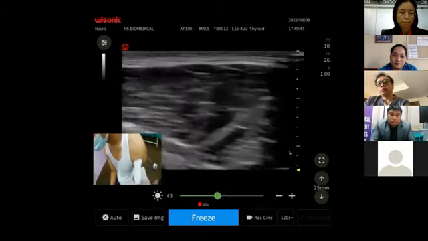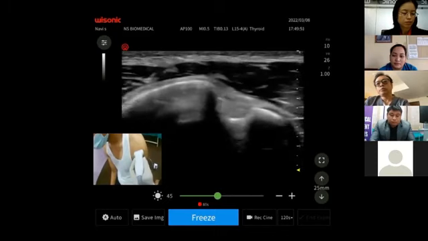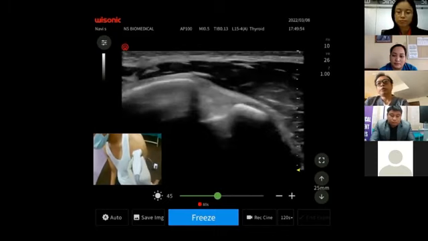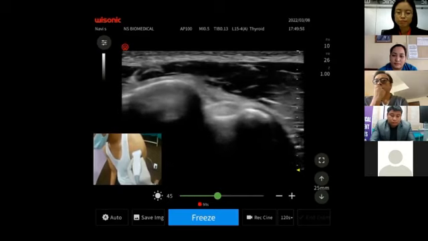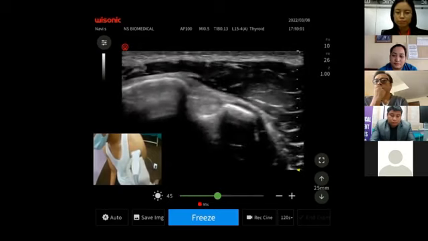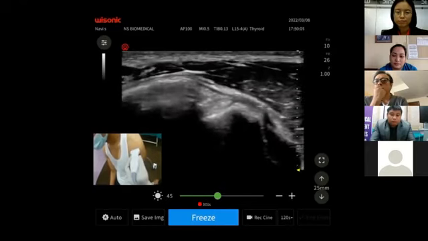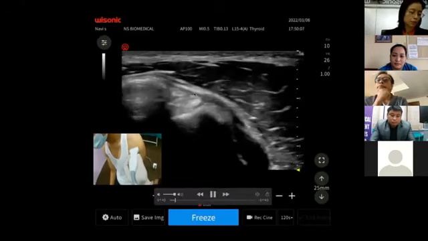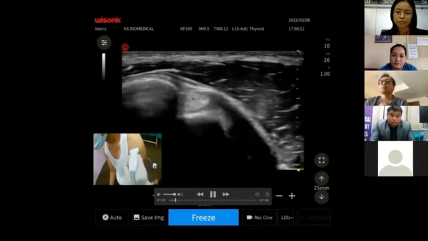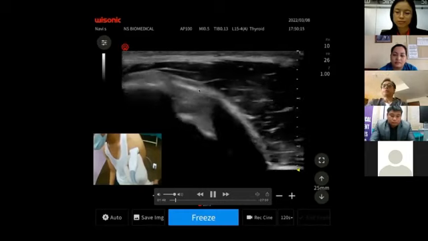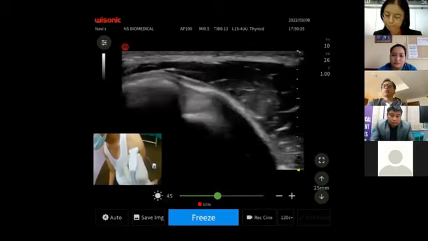So on the short axis of scanning of the long head of biceps tendon, what I see is that the long head of biceps tendon is in the bicipital groove. It is neither dislocated nor subluxated. Also, what we would like to look for is the possibility of a hypoechoic halo around the tendon. If there is a hypoechoic halo around the tendon, then we know that there is an effusion within the biceps tendon sheath. But there is no halo, so there is no effusion.